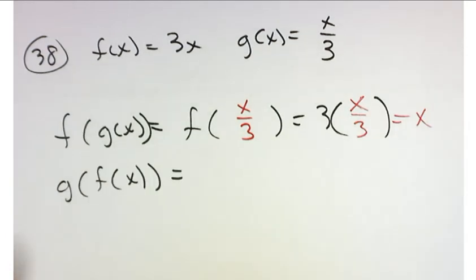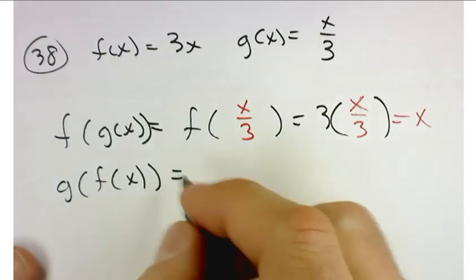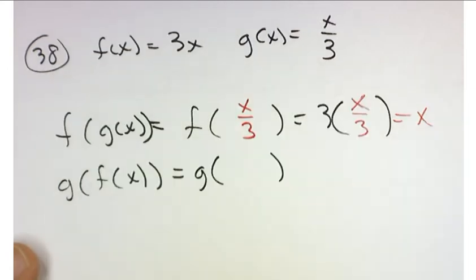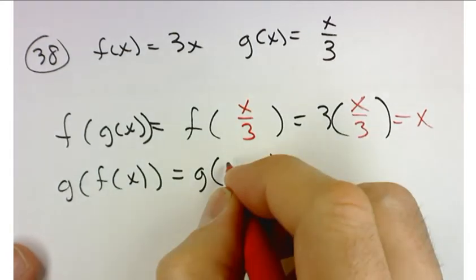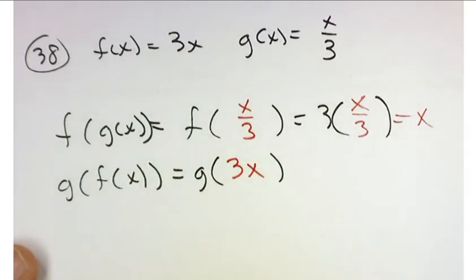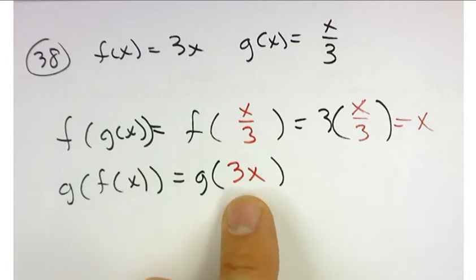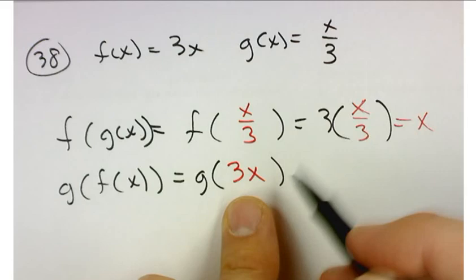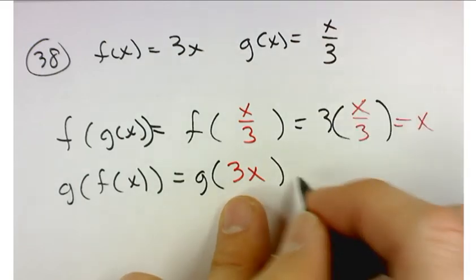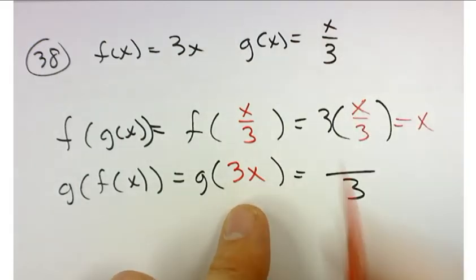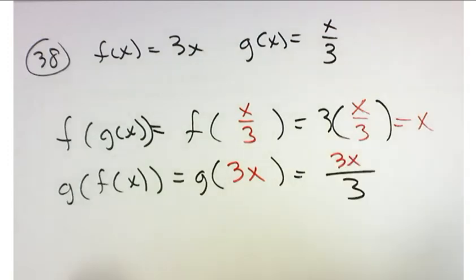What if I did it in the other direction? Well, let's find out. This time it'd be g of 3x. Where am I going to put the 3x? Over 3. It goes into your function for g. So 3x over 3, again, gives you x. So you see these two things canceling each other out.